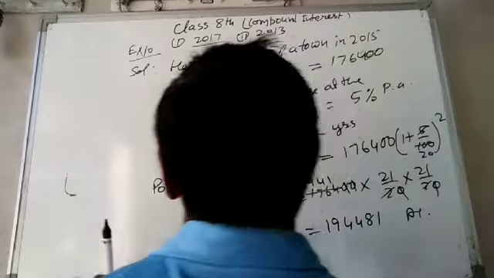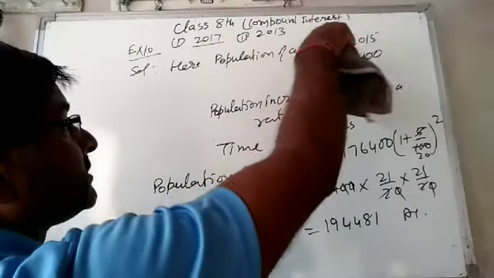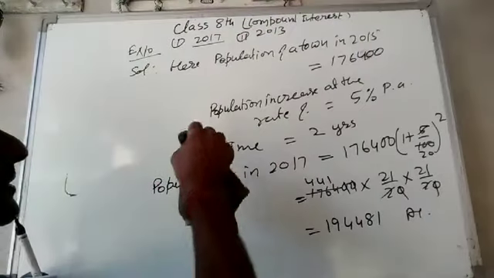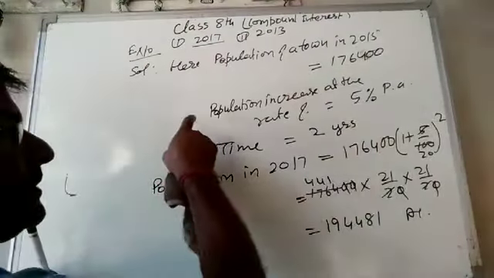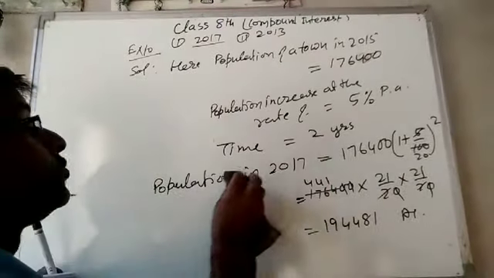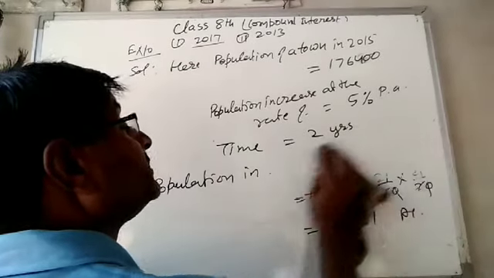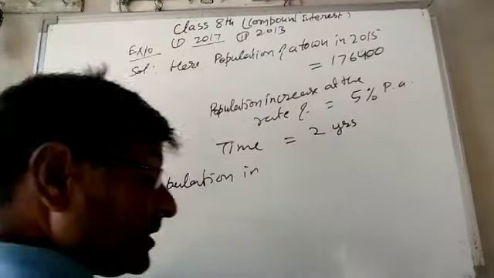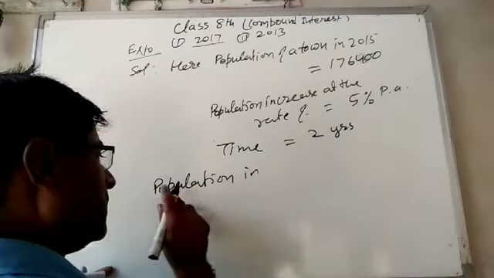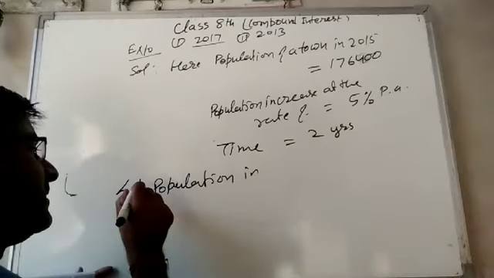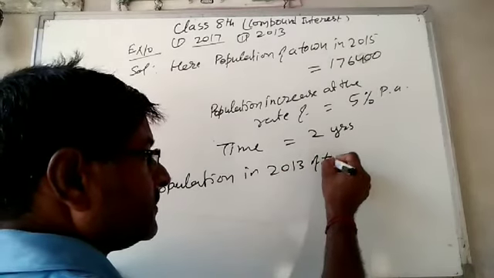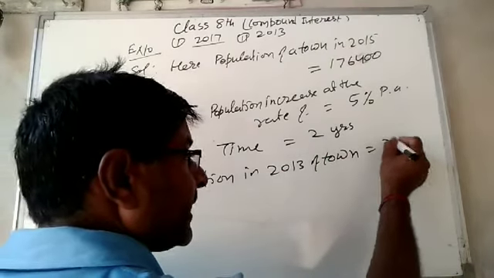Now the second case. For the second case, the population of 2015 becomes the amount. No need to change this statement. The population increases at the rate of 5%. The time is also 2 years. Only one change will be there: in 2013. Let the population in 2013 of the town be equal to x.